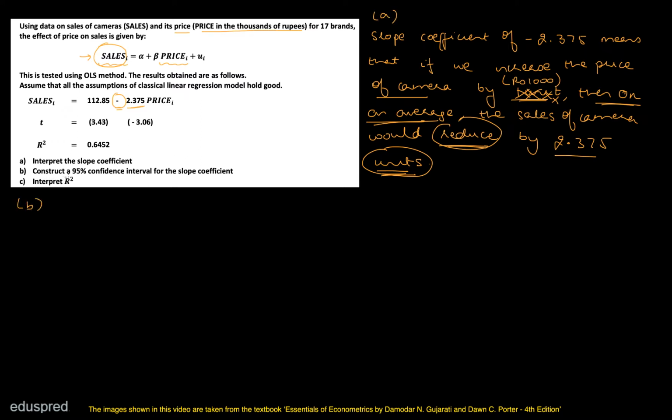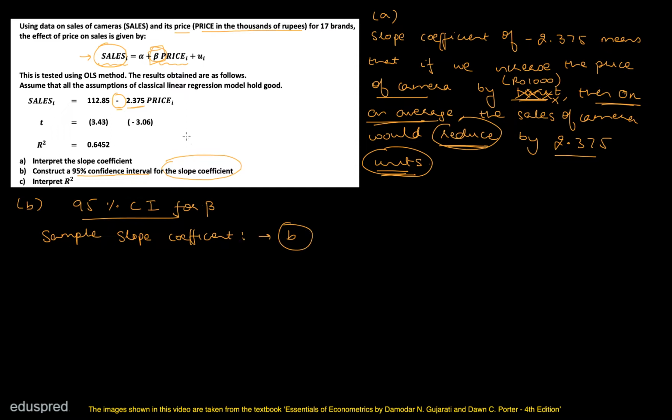In part number B, we have to construct a 95% confidence interval for the slope coefficient. And note that the confidence intervals are always constructed for the population parameters. That means we have to construct a 95% confidence interval, CI means confidence interval, for beta, because that's your population parameter over here. Let me also introduce the notation for the sample slope coefficient. So the sample slope coefficient, let me denote it by small b. So beta is going to denote your population slope coefficient, small b is going to denote sample slope coefficient. And we have to find the 95% confidence interval for beta.